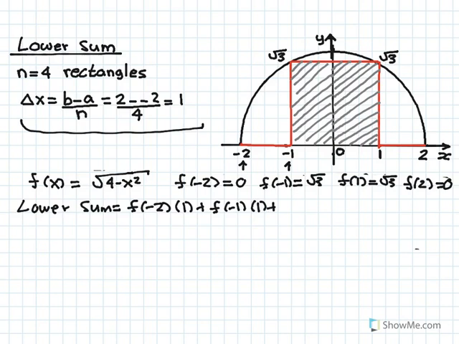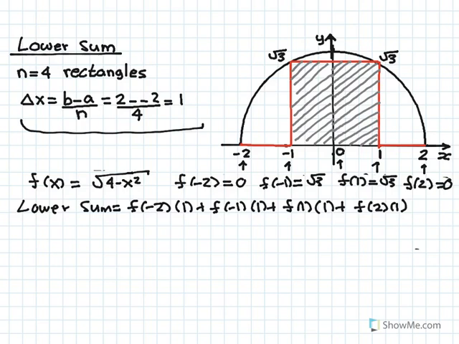Now, when x is larger than 0, you can see how the function is decreasing. So in the interval between 0 and 1, we have to choose the right-hand point to get a lower estimate. That's going to be f of 1 times 1. And in the interval between 1 and 2, we have to choose a right-hand point to get an underestimate. That's going to be f of 2 times 1.